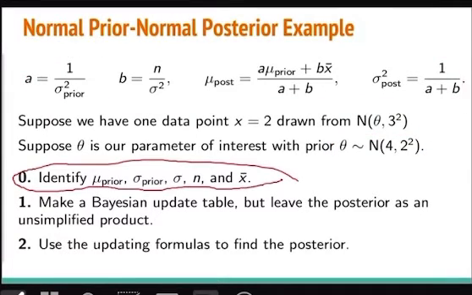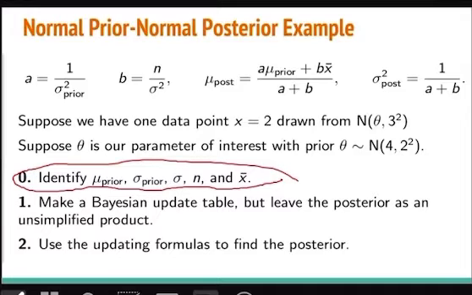Let's take a look at number 1. I'm going to ask you to identify your prior mean and your prior standard deviation. Of course, when you know the prior variance, you find the square root of that. What is sigma? The sigma here is different from this one. This one is from the likelihood. You see 3 squared, right? Then what is your n and what is your x bar?